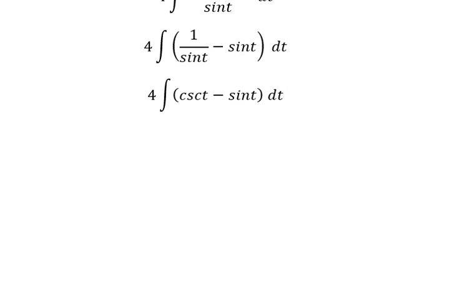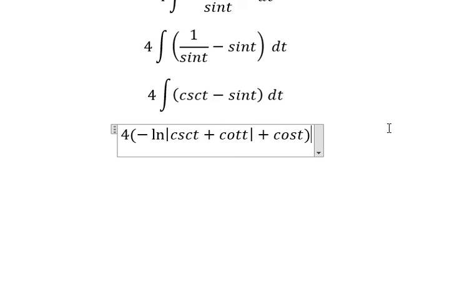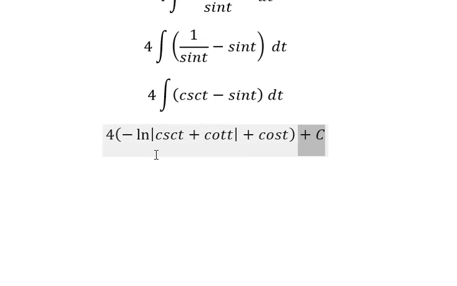The integration of cosecant of t, you get negative ln of the absolute value of cosecant of t plus cotangent t. About sine t, you get positive cosine t. And we put c.